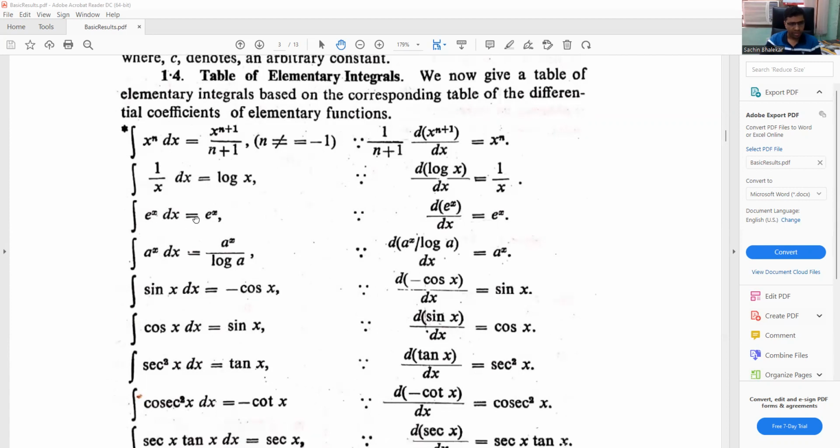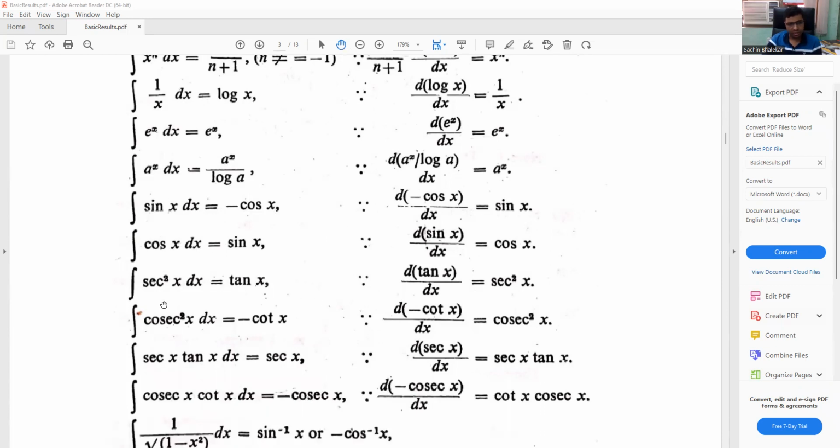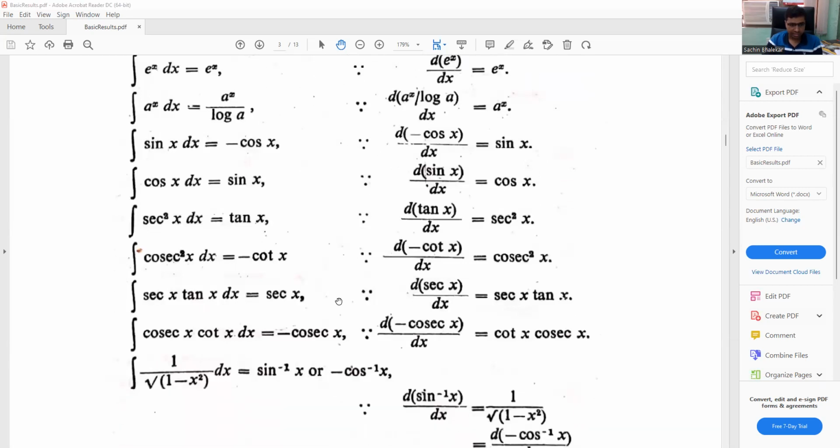Then integral of e raised to x is the function itself, e raised to x. If we consider a real number a, of course positive, then the integral of a raised to x is a raised to x upon log of a. Then integral of sine x is minus cos x. Remember, integral of cos x is sine x. Integral of sec square x is tan x. Integral of cosec square x is minus cot x.